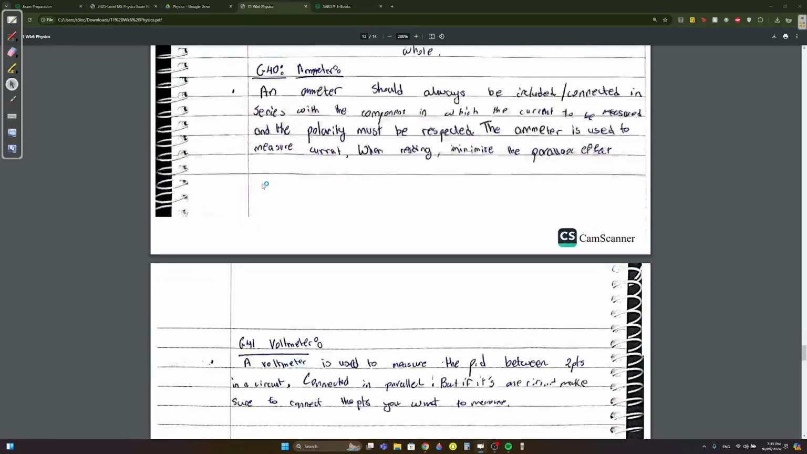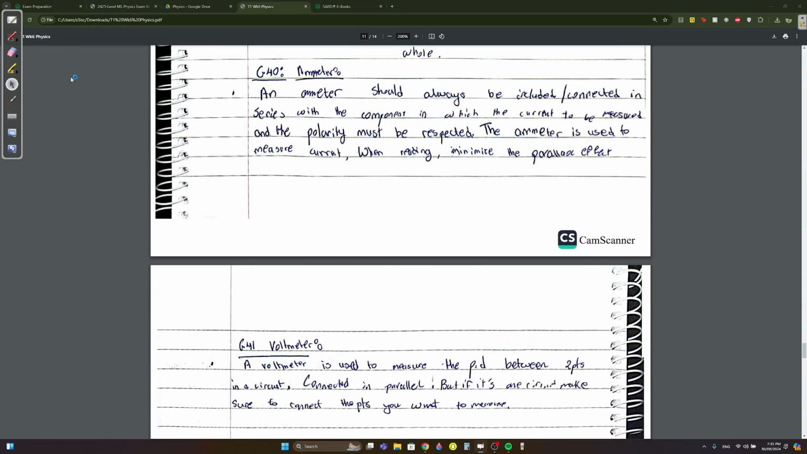Okay, the ammeter and voltmeter, memorize. The ammeter should always be included in series. The polarity must be respected. If the polarity isn't respected, it's going to give you a wrong reading. Positive with positive, negative with negative. The ammeter is used to measure current, and when reading, minimize the parallax effect. Parallax effect basically means look at it properly. Don't zone out.